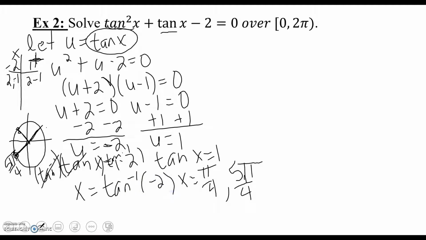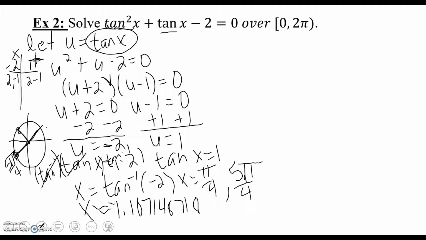And so I will plug that in my calculator, but before I plug that in my calculator, I want to make sure that my calculator is in radian mode because of this 0 to 2 pi here. You want to make sure your calculator is in radian mode. So put it in radian mode and then do the inverse tangent of negative 2. And you get x to come out to be approximately negative 1.107148718. Okay. So that's the first angle that will give you a tangent of negative 2.